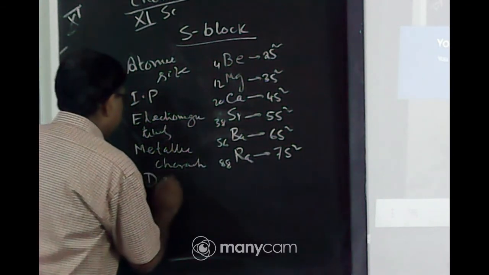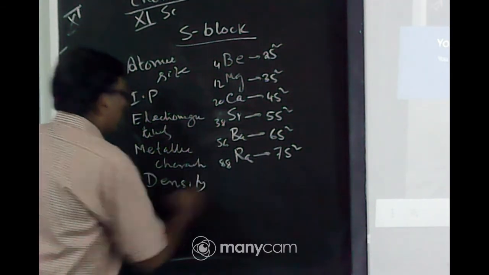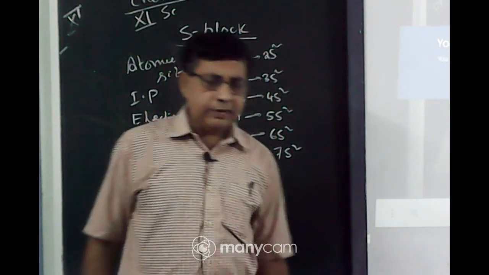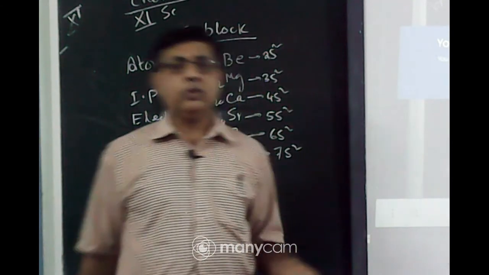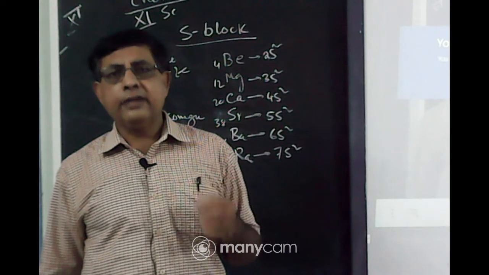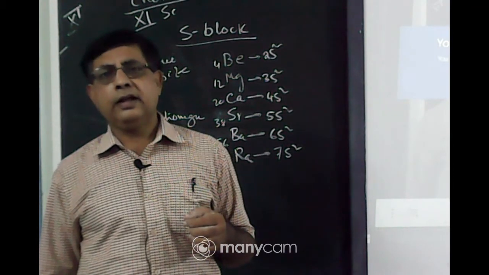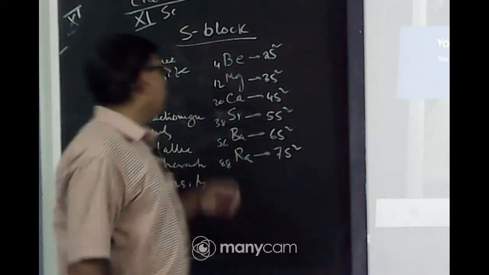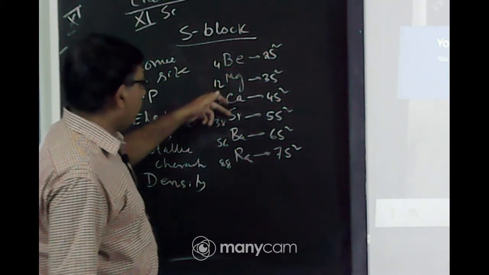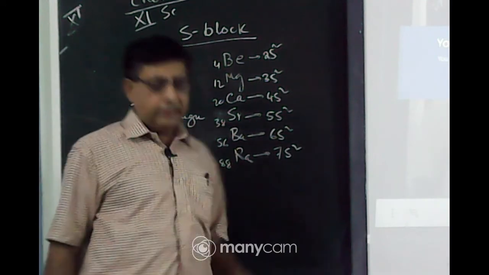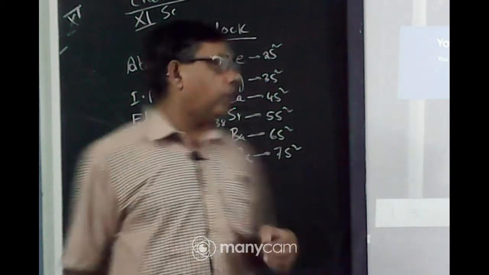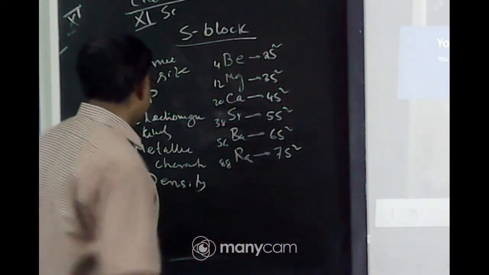Next, density. Alkaline earth metals, like alkali metals, are also light metals, but slightly heavier than alkali metals. So, their density is generally low, but there is no regular trend of change in density of the alkaline earth metals. It has been found that density first decreases from beryllium to calcium and then increases from strontium to radium.